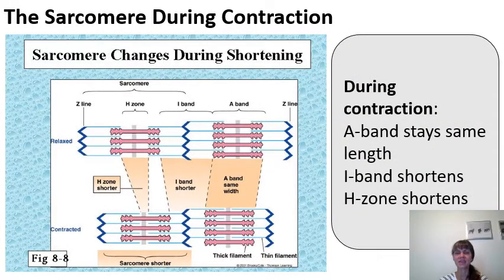Again, during contraction, what happens to the sarcomere? Basically, the A band is going to stay the same length. However, the I band will shorten and the H zone will shorten.